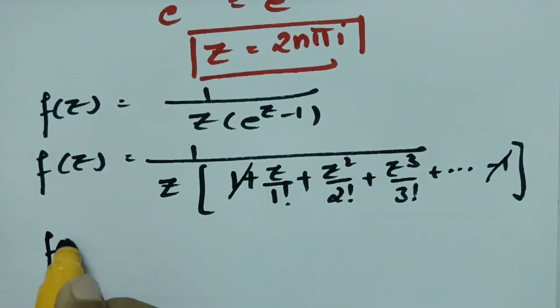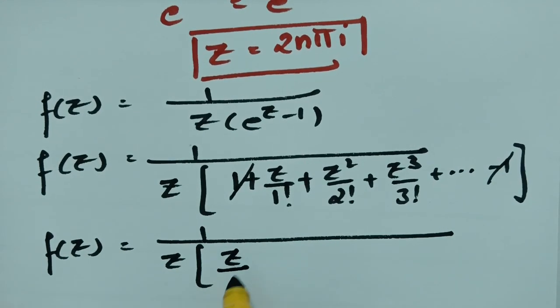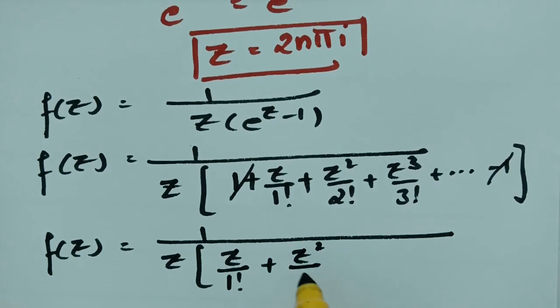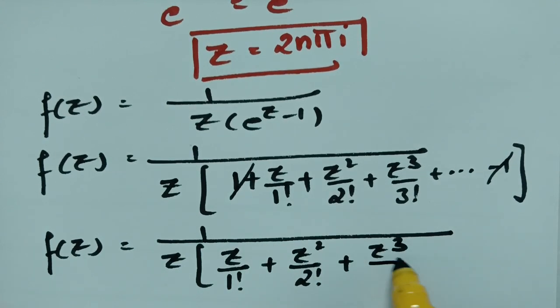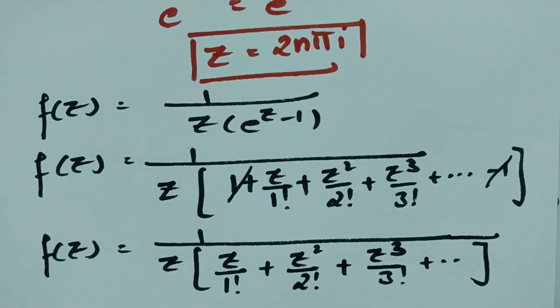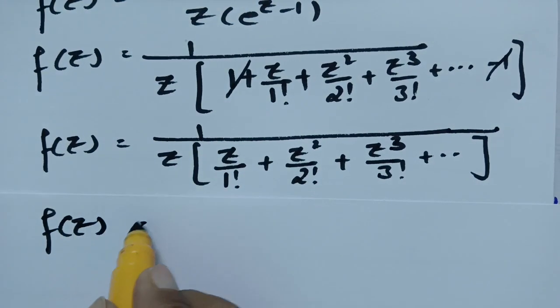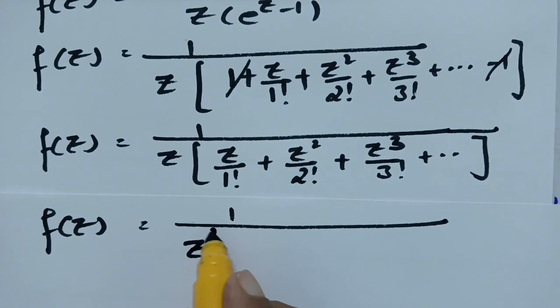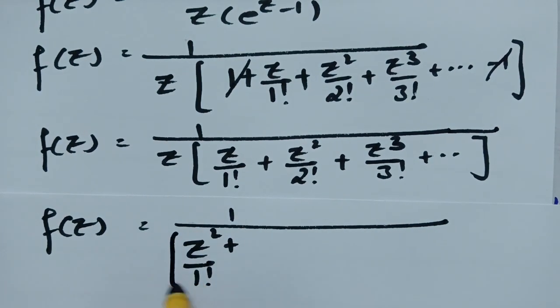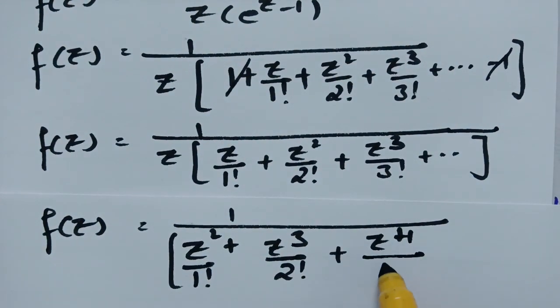And the next step here is f(z) = 1/z times (z/1! + z²/2! + z³/3! + and so on). Clear? And now I am going to multiply with z. I am taking z inside. So this will become f(z) = 1/(z²/1! + z³/2! + z⁴/3! + and so on). Clear?